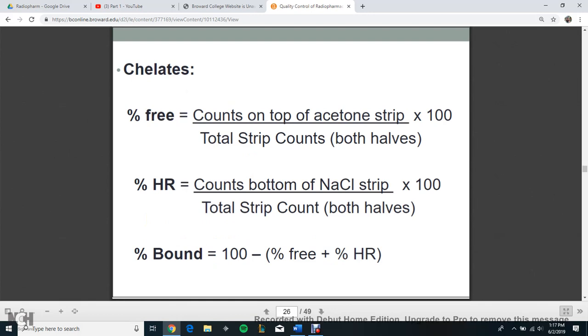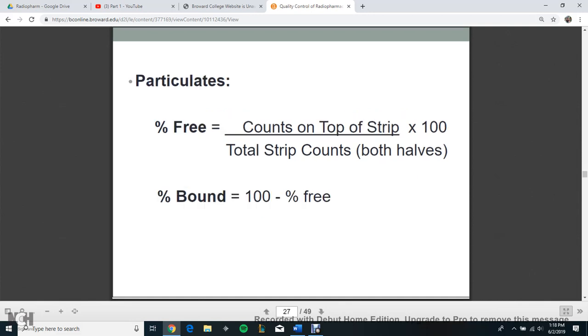Chelates. The percent free is equal to the counts on top of the acetone strip divided by the total strip counts, so both halves, times 100. The percent HR is the counts of the normal saline strip divided by the total strip count times 100. The percent of bound is 100 minus the percent of free plus the percent of HR.